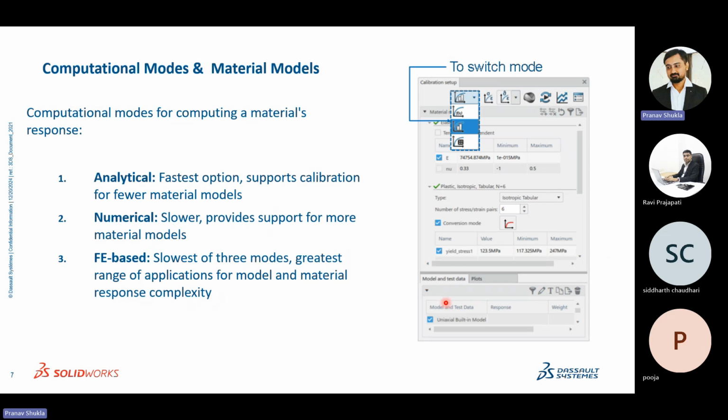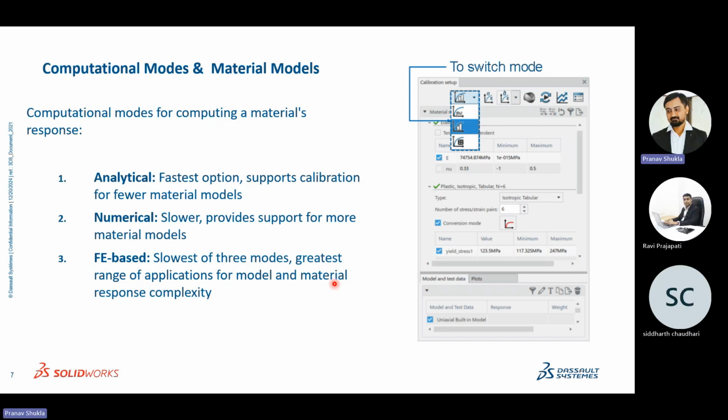In this material calibration app available on the SIMULIA 3D experience, there are computational modes and material models available. For computing the material, three modes are available. The first one is the analytical, which is the fastest option and supports calibration for fewer material models. The second one is the numerical mode, which is slower but supports more material models. The third one is the FEM based, which is the slowest of all three but has the greatest range of application for the models and the complexity of material behavior response. I will showcase that in the actual software.